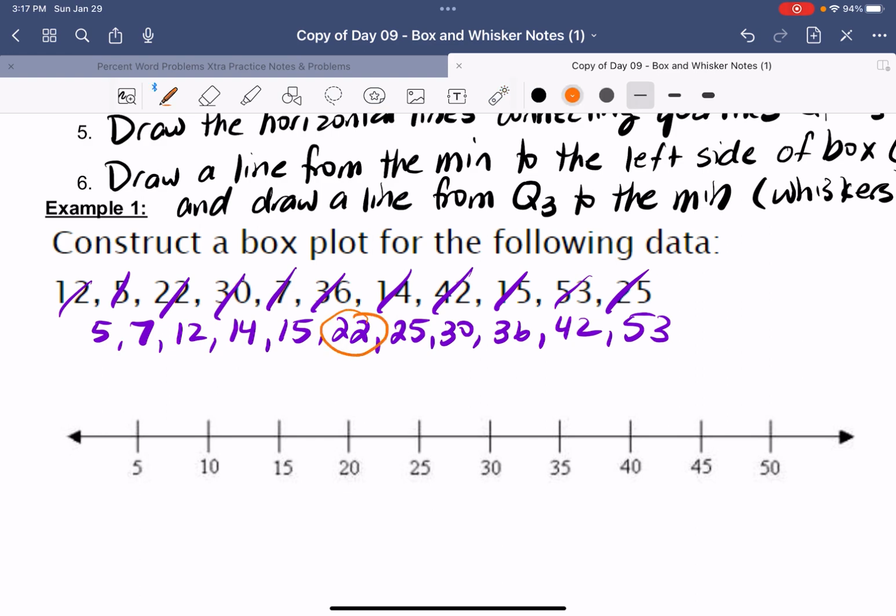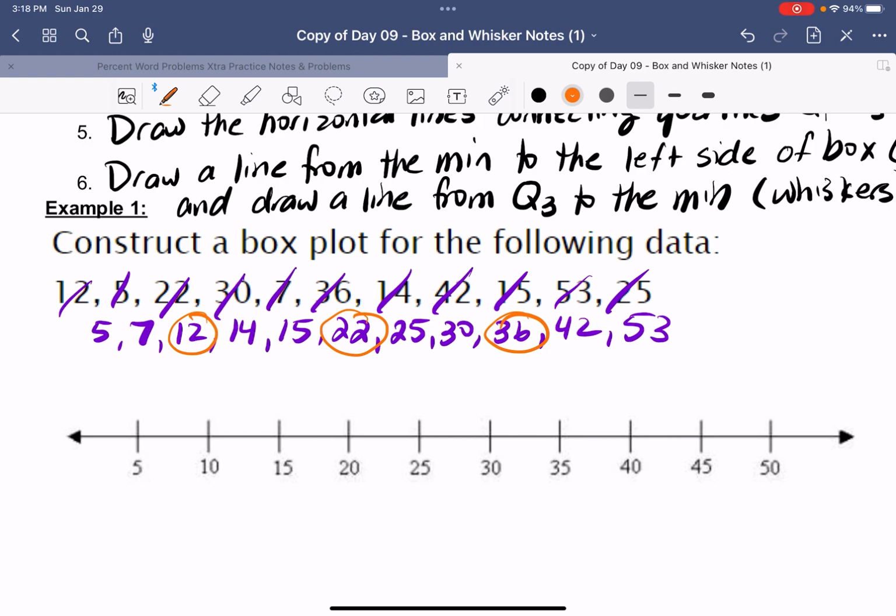So circle your Q2, remember the median. Now, when I'm looking for my Q1, I'm looking for this data. I am not going to include the median, okay? So if I do that again, 12 becomes my median, which is Q1, sorry. And if I did the same thing on the right side, you'd find that 36 is your Q3.